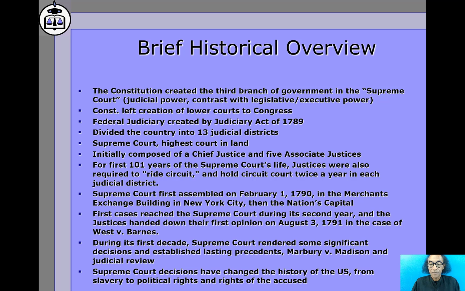The Supreme Court first assembled on February 1, 1790, in the Merchants Exchange Building in New York City, which was then, of course, the nation's capital. The first cases reached the Supreme Court in 1791, and the first opinion handed down by the Supreme Court was on August 3rd, 1791, in a case called West versus Barnes.